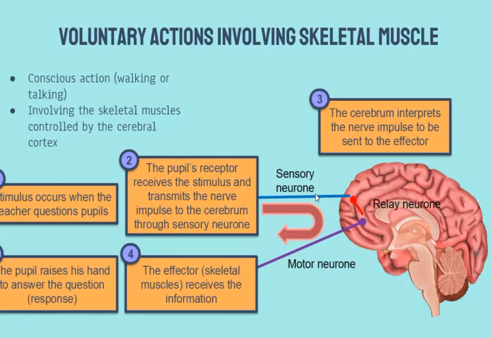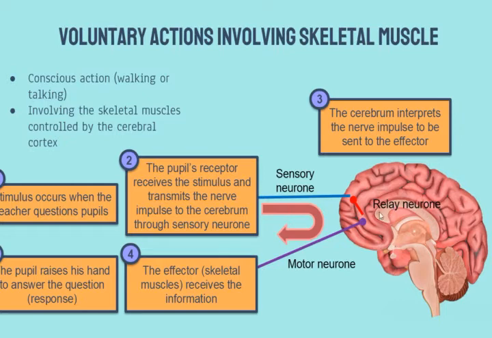Okay, so what happens in the cerebrum? The cerebrum interprets, integrates and analyzes the information, the nerve impulse. And then the nerve impulse is sent again to the effector. Through what neuron? It is through the motor neuron. The cerebral cortex also involves the relay neuron. Relay neuron refers to the interneuron.